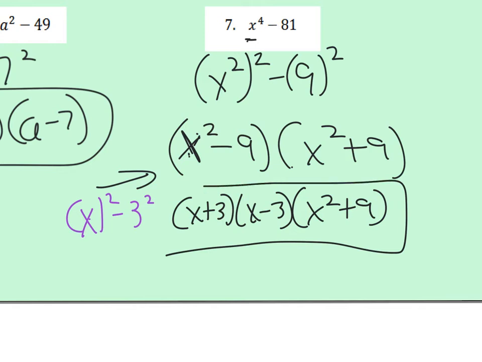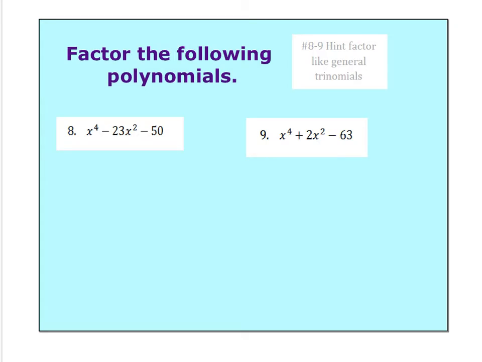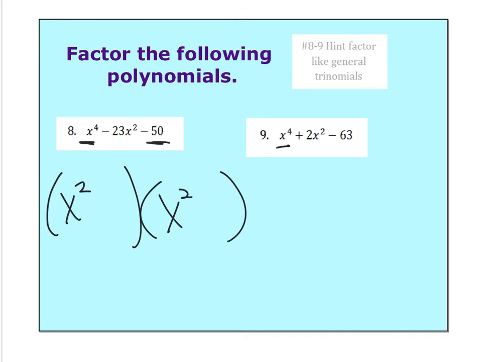So this would be my fully factored answer right there. Just be aware that that thing can come up. Here, just because I have x to the fourth in front doesn't mean I change anything. All that really changes is that instead of an x out front, now I have an x squared. So I need what multiplies to 50 but subtracts to negative 23. Well, that would be negative 25 and positive 2. Okay, 25 and 2.